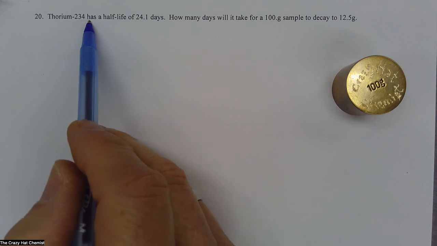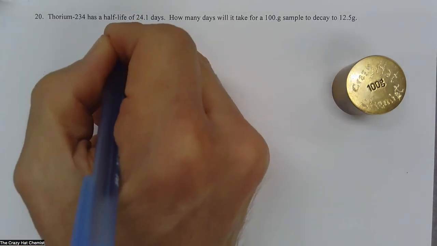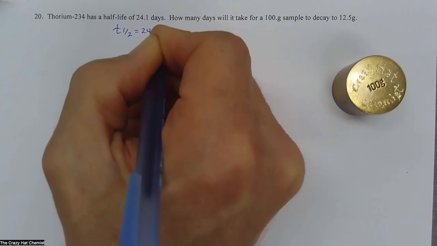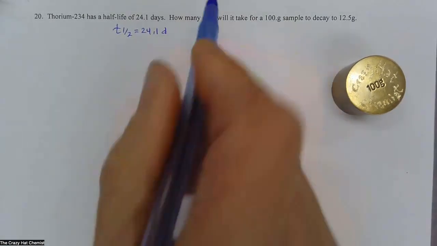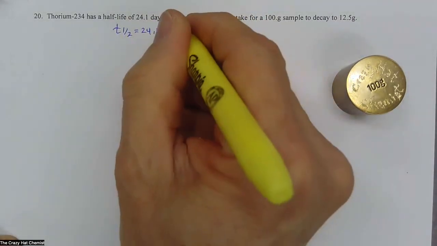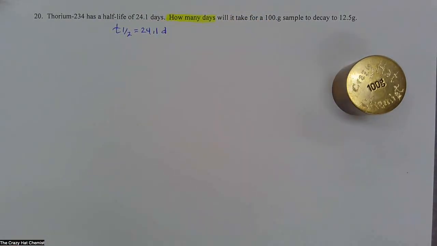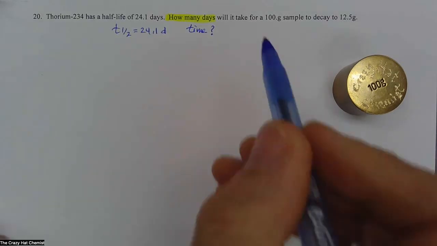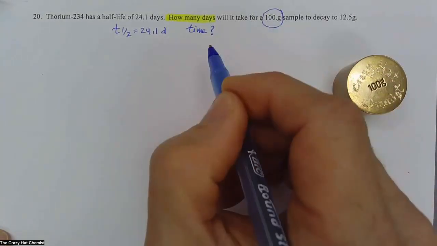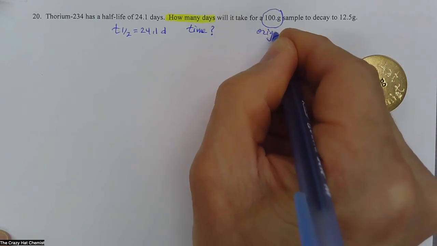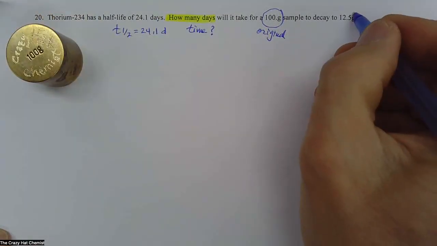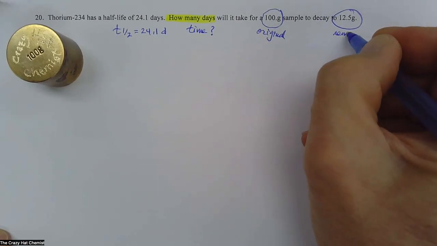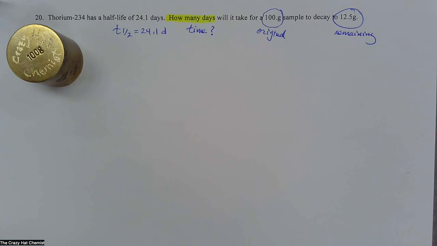It says thorium-234 has a half-life, that's T of 1/2, equal to 24.1 days. How many days? This is what we're solving for right here. That's an amount of time that we're solving for. Will it take for a 100-gram sample? So I'm starting with a 100-gram sample. That's the original. To decay to 12.5 grams remaining. So hopefully that makes sense for you. You got all the little parts here. So now what we have to do is find the right equation to solve for this.